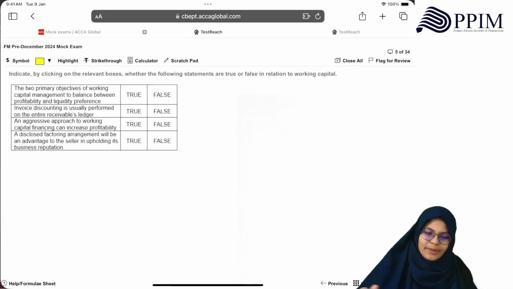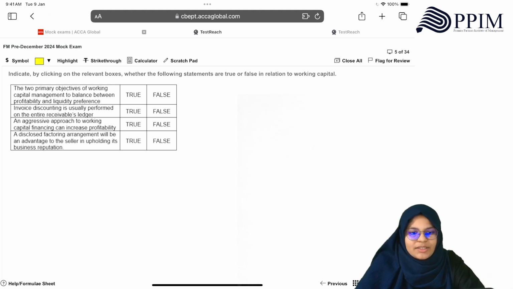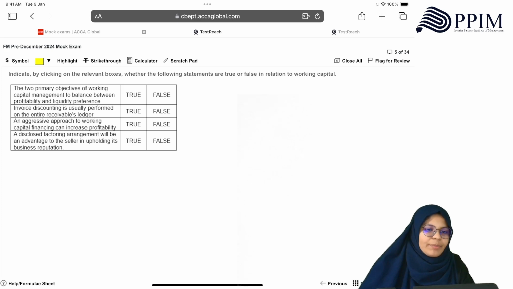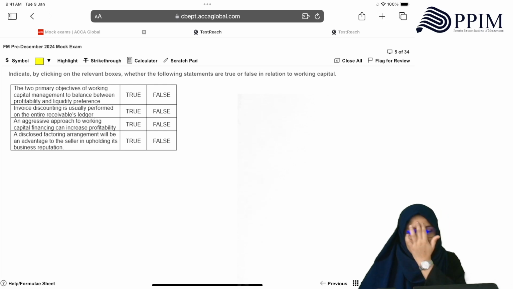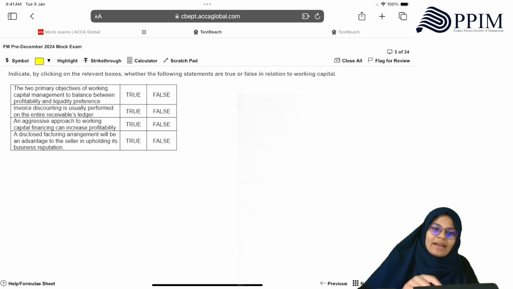Let's move on to the next one. They're saying indicate by clicking on the relevant boxes whether the following statements are true or false relating to working capital. First it says the two primary objectives of working capital management is to balance between profitability and liquidity preference. That is true, right? That is what we actually do when it comes to working capital management. We are focusing on balancing profitability and liquidity. So that's true.